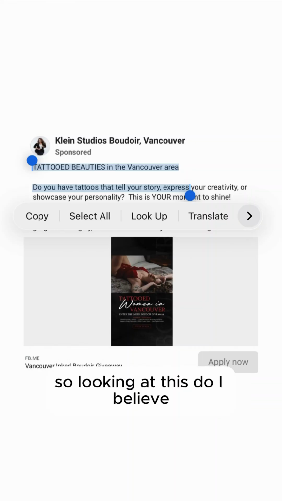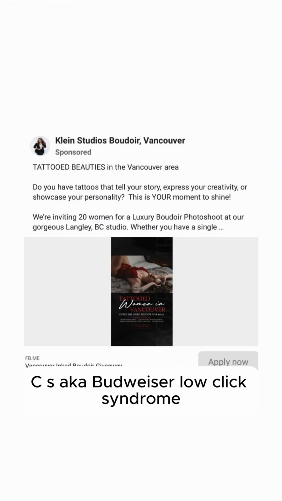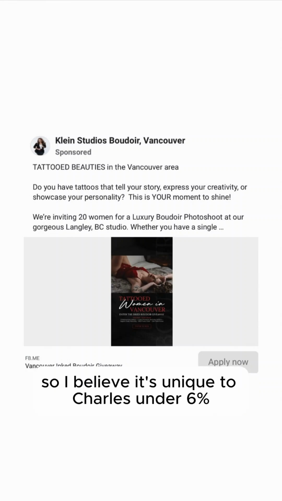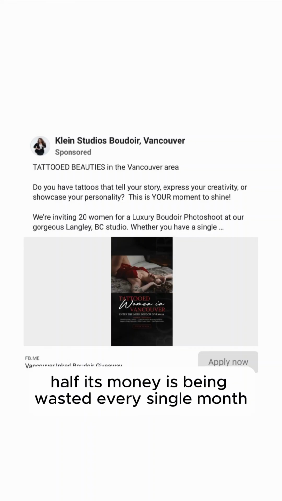So looking at this, do we believe this Boudoir Facebook ad has BLCS, aka Boudoir low click syndrome? Yes, I do. So I believe its unique CTRL is under 6%. So approximately half its money is being wasted every single month.